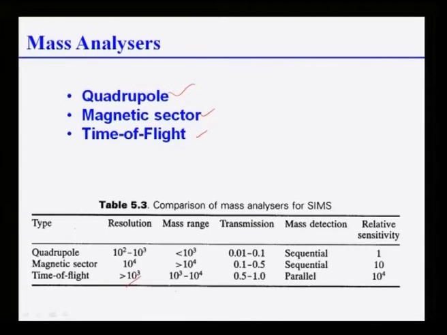The best one, as I said to you in the lecture, is time of flight. Time of flight has a high resolution, 10 to the power 3 or higher. It can scan mass ranges from 10 to the power 3 to 10 to the power 4. It has a very good transmission, close to 1. It can detect masses in parallel, not sequentially, together. That is the advantage. And it has a very high relative sensitivity, 10 to the power 4, 10,000. So time of flight is very strong. Therefore you can clearly see that time of flight is the best option for SIMS, and that is why it is widely used in different machines.